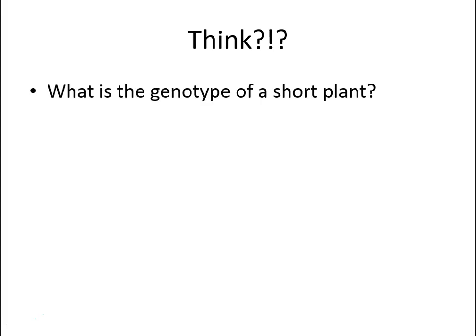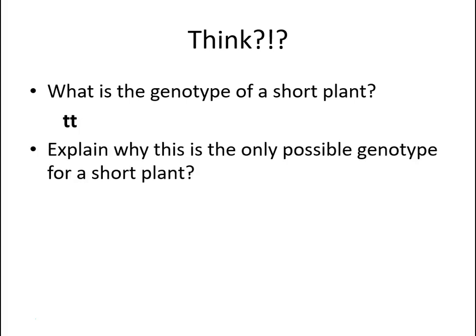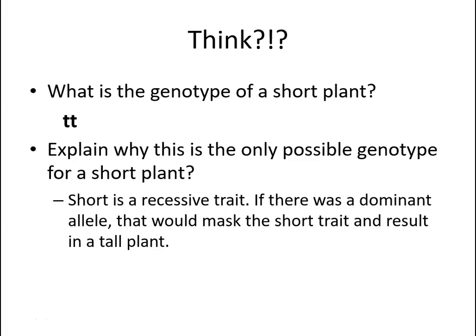So let's think. What is the genotype of a short plant? It would have to be homozygous recessive, so 2 lowercase letters. And then why is this the only possible genotype for a short plant? It's because short is a recessive trait. So if we had a dominant allele, if we added a capital letter, it would cover up that short trait and give us a tall plant. Therefore, in order to show the recessive trait, we have to have all recessive alleles, or all lowercase letters.